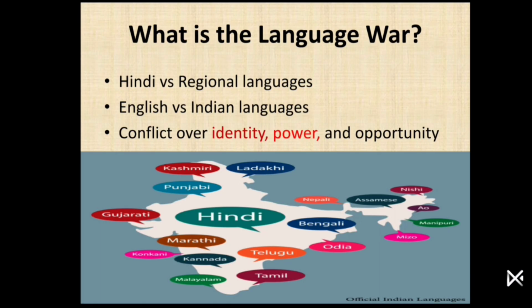English is often linked with education, jobs and success. So people who know English get more opportunities, and those who don't often feel left behind. So when we say language war, we are talking about these kinds of tensions that exist in society. And to understand this better, we now need to look at where this problem actually started.